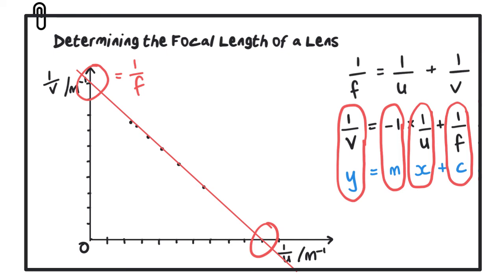So in either case, reading the axes at either point will actually give you the value of 1 over f, and hence from that you can work out what the focal length is. For this set of data, you should find that f is equal to 0.1 meters, which is 10 centimeters.